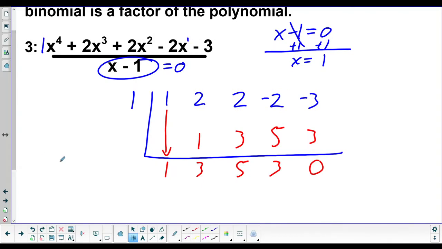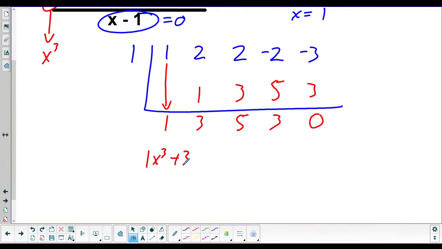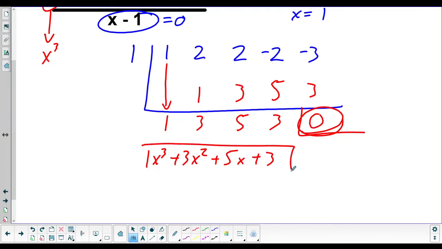Now we have to put our x's back. Let's look at this first one. It was x to the fourth. We're going to turn it into x to the third and start there and fill them in. So we're going to have 1 x to the third plus 3 x squared plus 5 x plus 3. Remainder is 0. The last number is always the remainder. Notice how you run out of x's and there's always another number? That's because it's the remainder. So this is our answer.